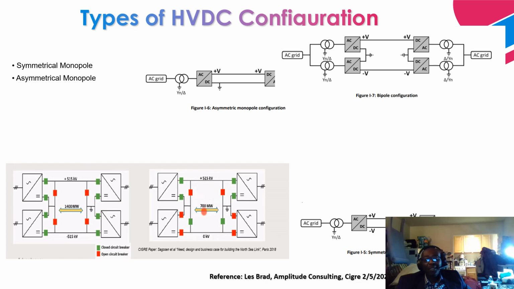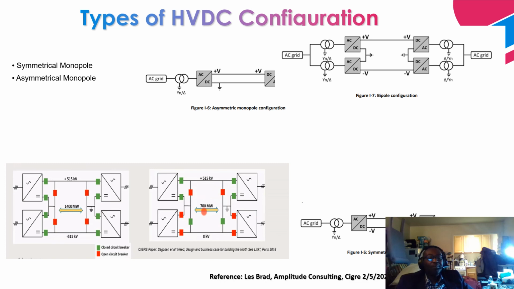So if it's plus or minus 320 kV, the positive pole is rated at 320 kV and the negative pole is rated at 320 kV. So it has two converters. One converter acting as a rectifier that rectifies the AC voltage to a DC voltage equivalent, and another converter acting as an inverter that inverts the voltage from DC voltage to an AC voltage equivalent before it is integrated to the grid.